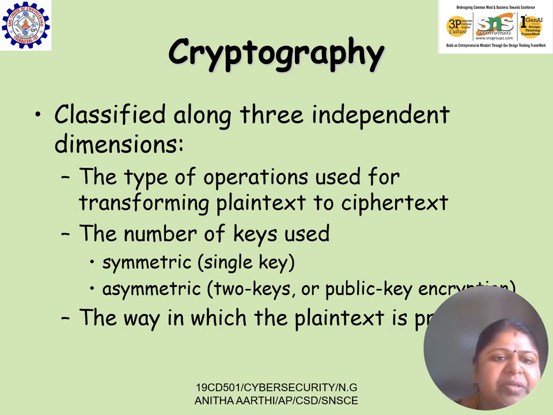Cryptography is classified along 3 independent dimensions: the type of operation used for transforming plain text to ciphertext; second, the number of keys used, symmetric key or asymmetric key, whereas in symmetric key we use only a single key for the encryption and decryption process, and in the asymmetric encryption technique we use 2 keys, or public key encryption. One is shared with the receiver through a secure channel, and one is kept by the sender himself. And third, the way in which the plain text is processed. So these are the 3 independent dimensions of cryptography.